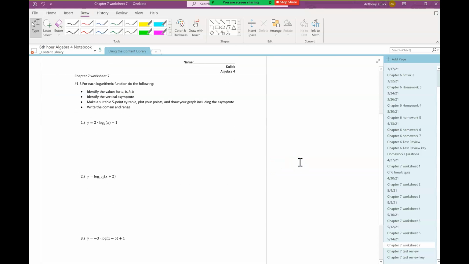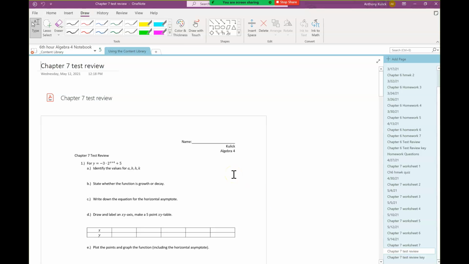So, your assignment for this lesson is just these three graphing problems. So I'm going to ask you to do the same thing we did in the examples. Write down your A, B, H, and K. Write down your vertical asymptote. Make your table. Draw your graph. Give me the domain and range. No big deal there.